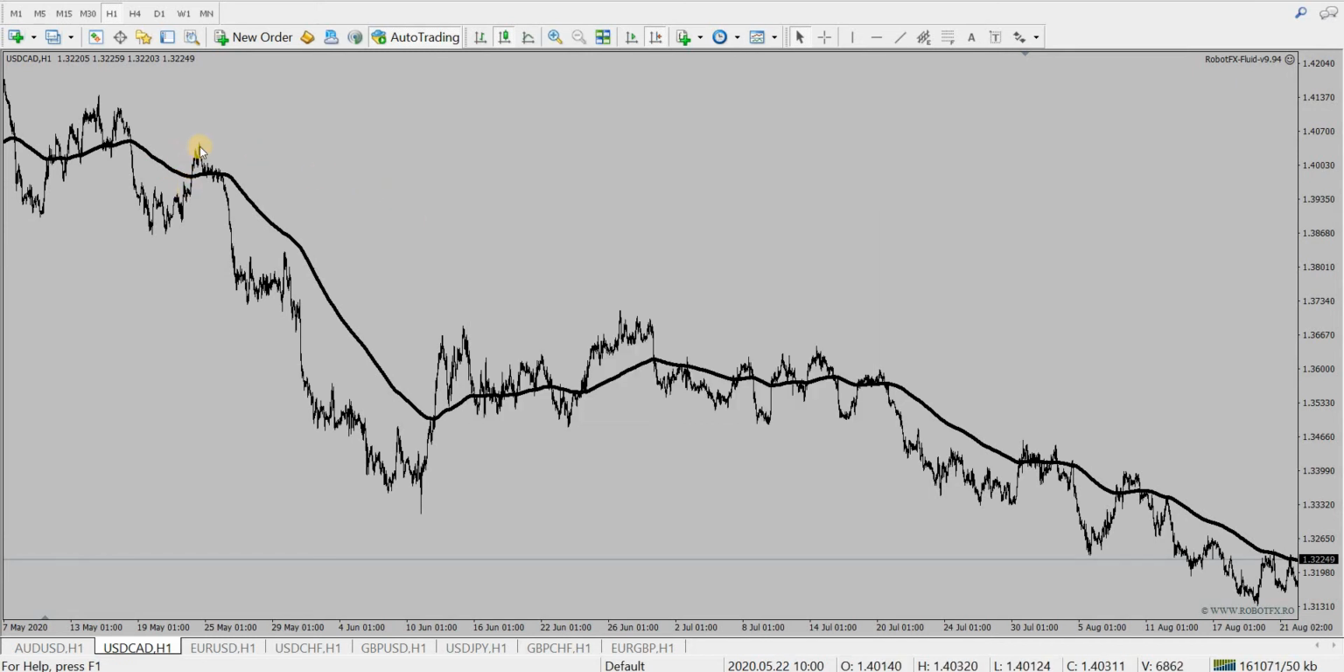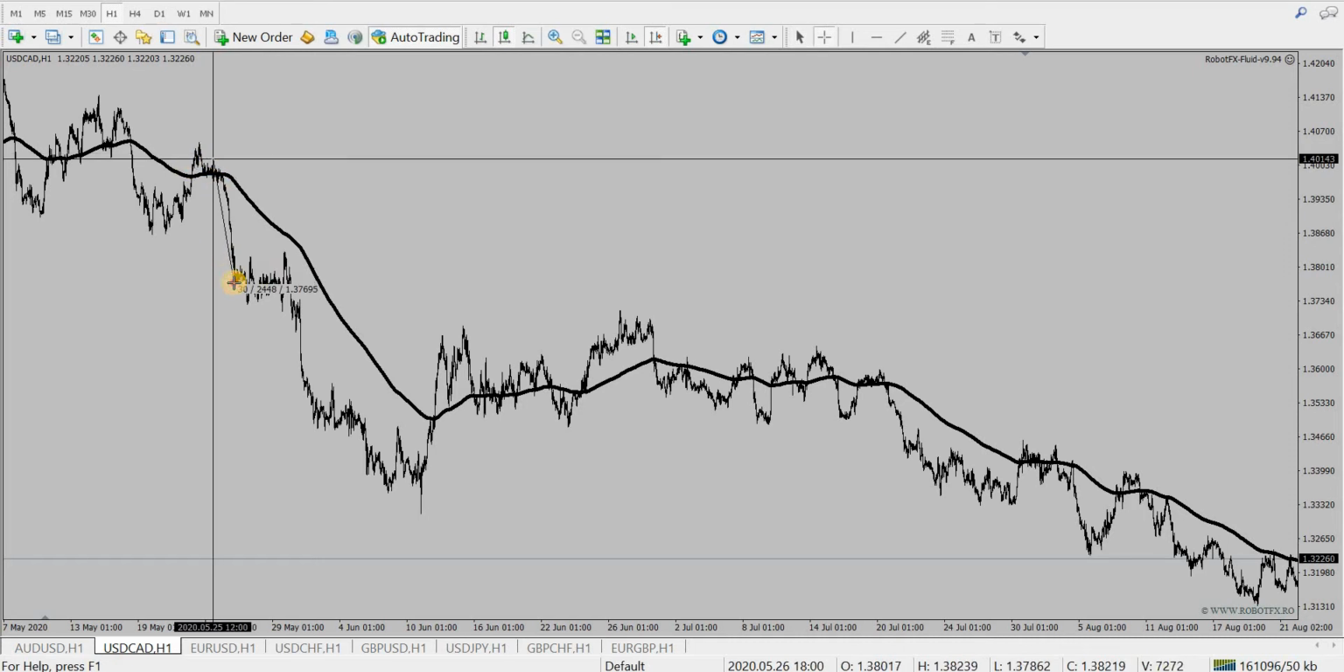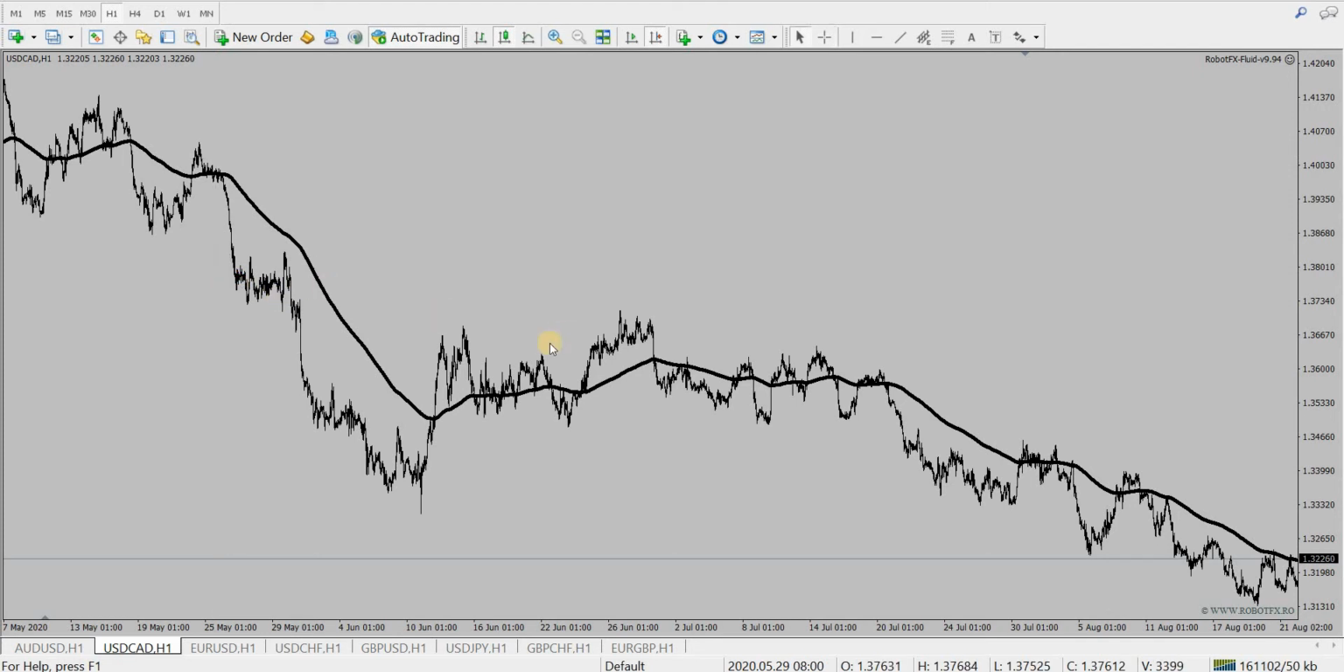However, the price rises above it right here. And here probably it will be a sell signal by the non-lag signal indicator, signal moving average. So this trade will be ignored because the price will be above, but I want to trade it. Look how much the price is moving.